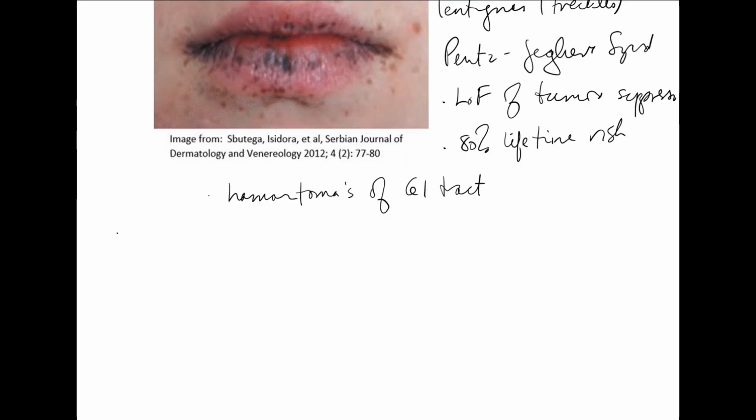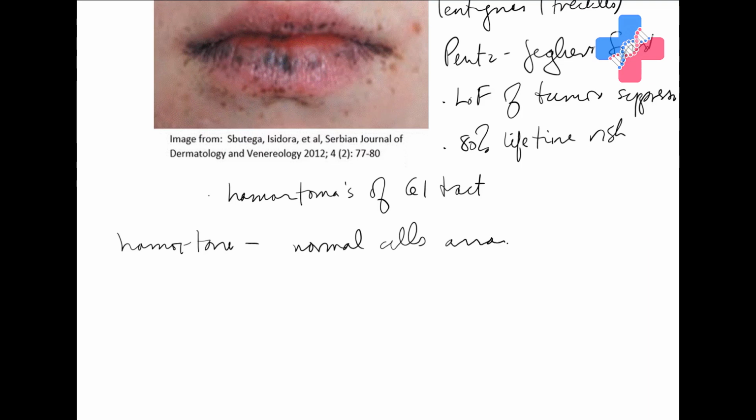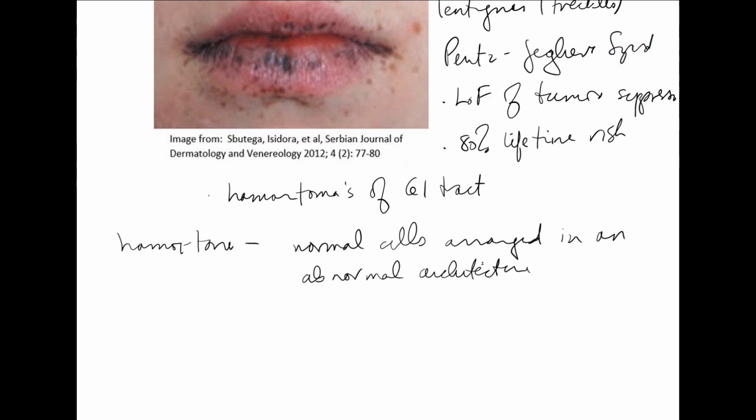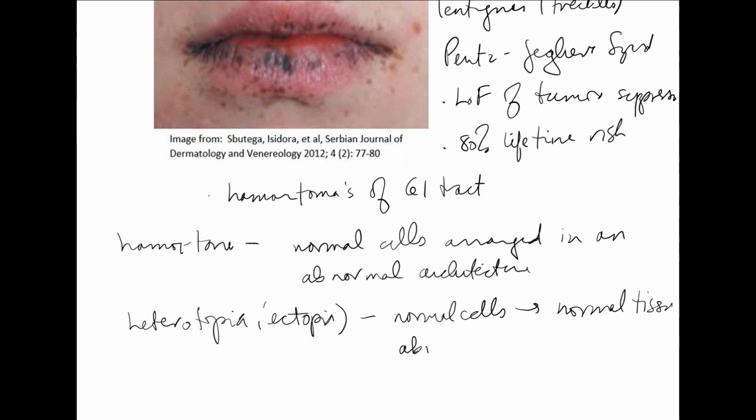A note on vocabulary. A hamartoma is any growth in which one has normal cells arranged with an abnormal architecture. A heterotopia, the synonym of which is ectopic or ectopia, is normal cells forming a normal tissue in an abnormal location. So gastric mucosa in a Meckel's diverticulum is a good example of ectopic or heterotopic tissue. An adenoma is a true benign neoplasm.